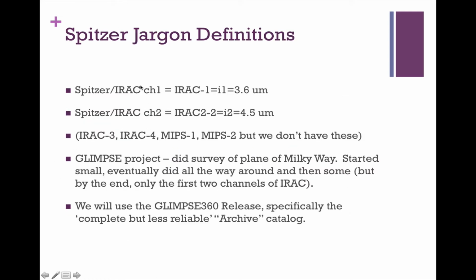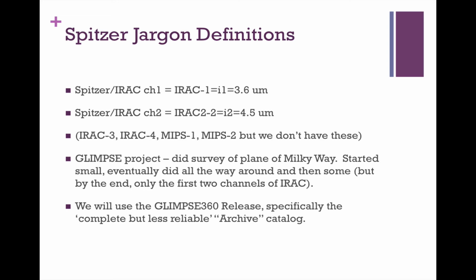Similarly for Spitzer, IRAC channel 1 is IRAC 1 or I1 or 3.6 microns. Spitzer IRAC channel 2 is 4.5 microns. There's also IRAC 3 and 4 and MIPS 1 and 2, but we don't have these data for this region. The GLIMPSE project is the name of the project whose data we're using.